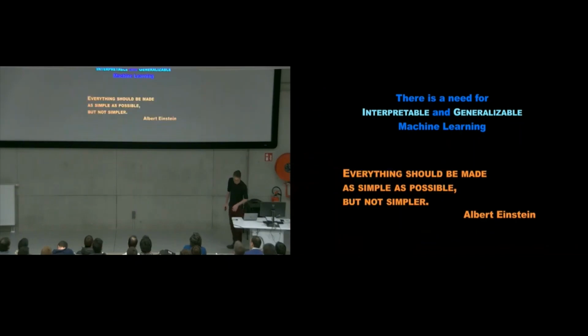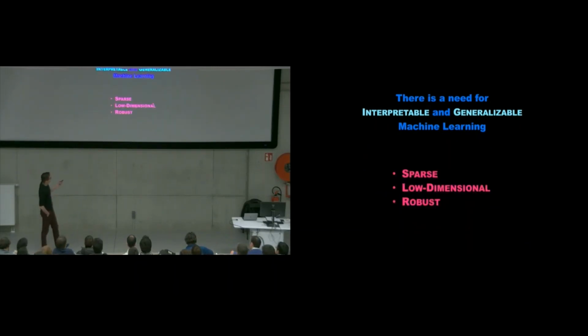A great quote from Einstein: everything should be made as simple as possible, but not simpler. That goes to our principle of parsimony that we talked about the other day. You fundamentally want the simplest model, not just the one that has the 0.1% better error. That's not for us. Oftentimes, we're going to promote these models with sparse models, low-dimensional models, and robust statistics. So that matters a lot for fluid mechanics.